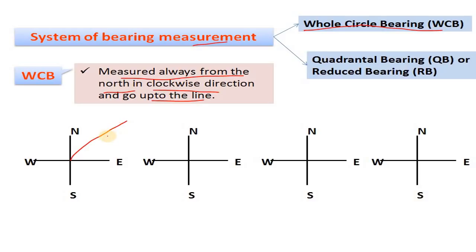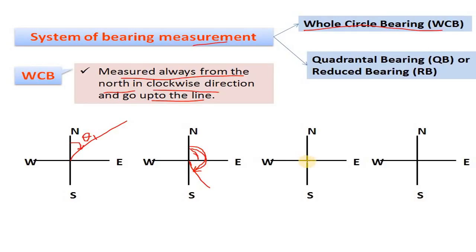Suppose this is a line, I require to measure the bearing of this line. Always start from north in clockwise direction up to the line. So this will be the bearing of the line. Now again, suppose some line lies in this quadrant. What will be the bearing of this line? Always start from north, measure in clockwise direction, go up to the line. This angle will be the bearing of the line.